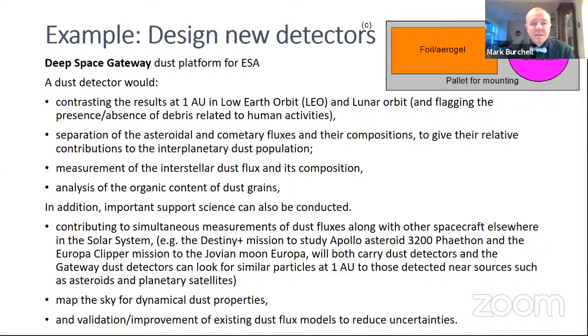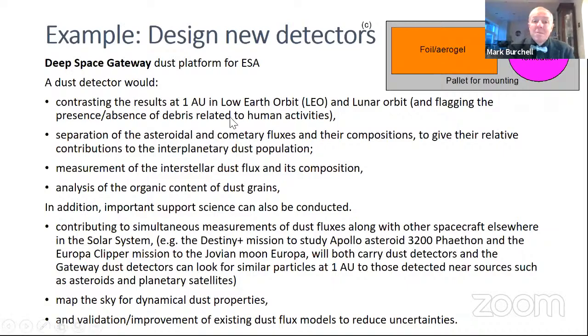We worked with ESA in the last 18 months, something called the Deep Space Gateway, which is a proposal to put a space station next to the moon. NASA has signed contracts with Falcon 9 to launch the first components in 2024. And what we're proposing is they should put a dust detector on the outside. We don't know if ESA's going to yet, they're thinking about it.